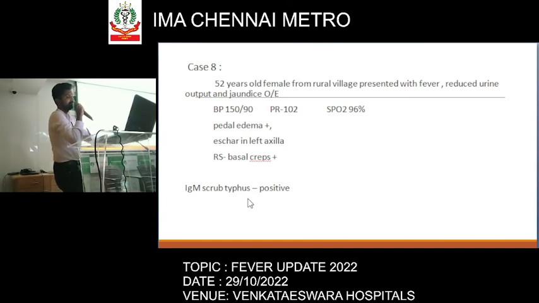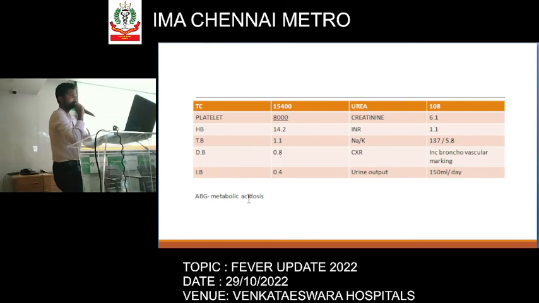So the patient is in oliguric renal failure. And the ABG showed metabolic acidosis. So the diagnosis is scrub typhus with oliguric type of renal failure. A common complication of scrub is renal failure actually. So what's the treatment for this patient?